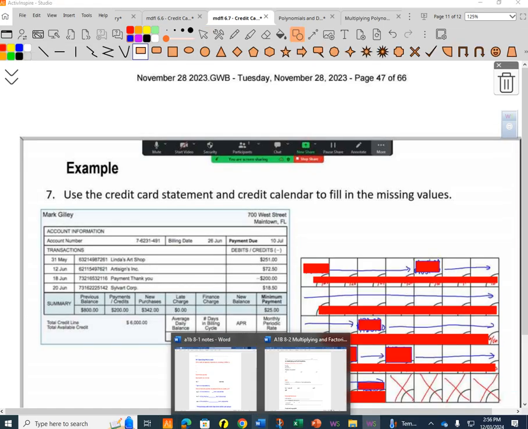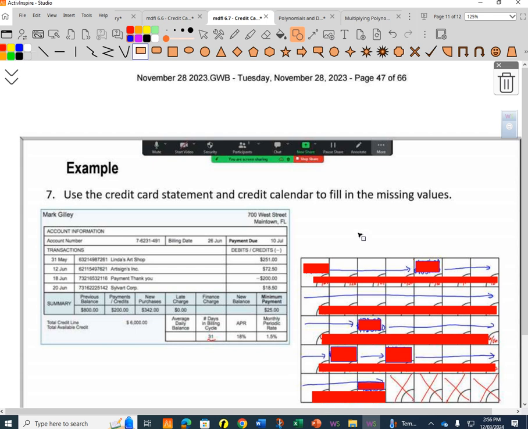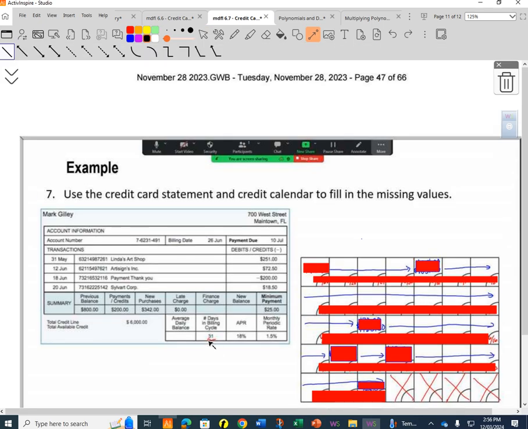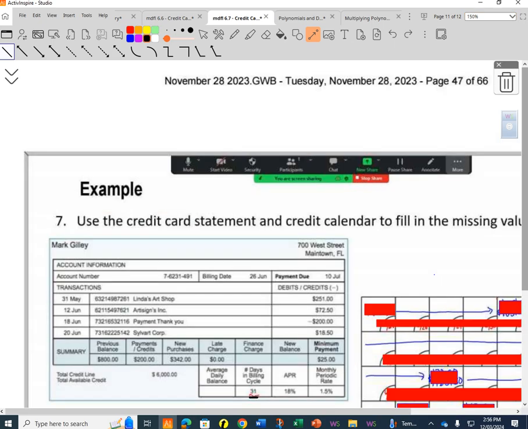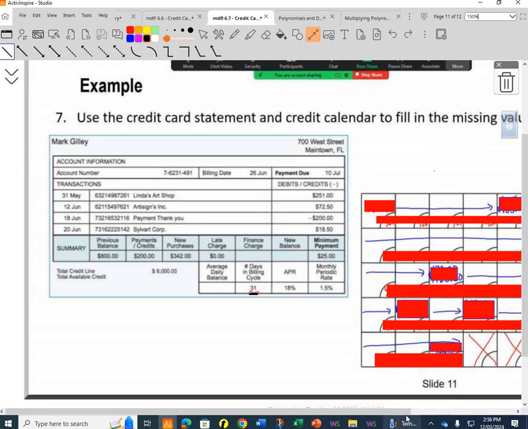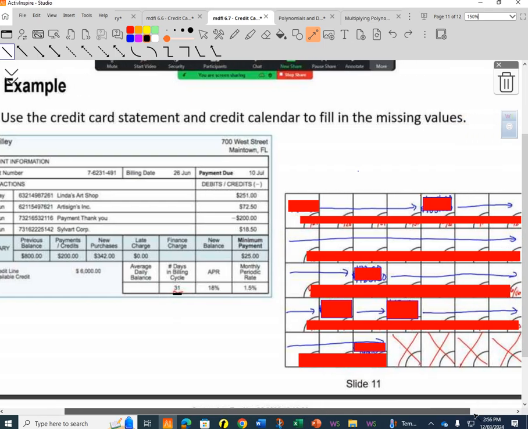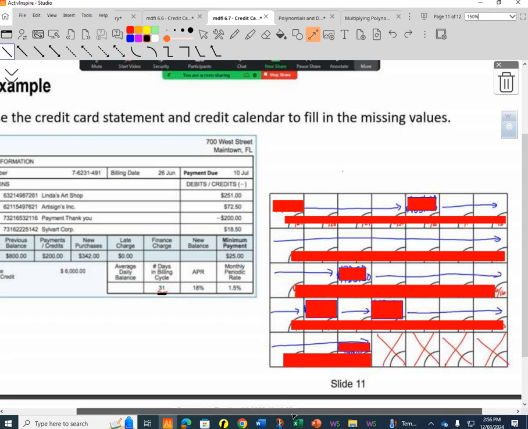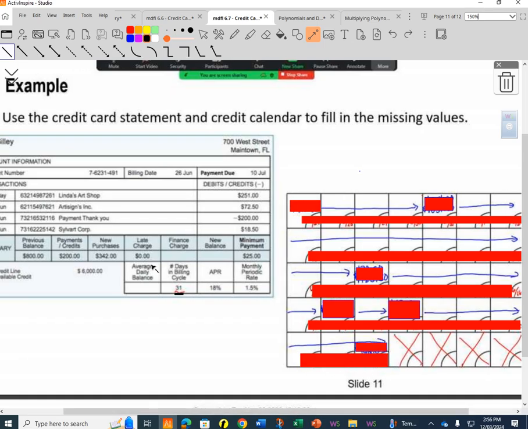All right, the first thing we need to do is determine what days we need on our calendar. We need 31 days because that is what's in the billing cycle. It tells us this on our statement. Let me make this a little bit bigger again. So I need 28, 29, 30, 31 days. Okay. So now, the last day has to be the billing date, which is June 26th.